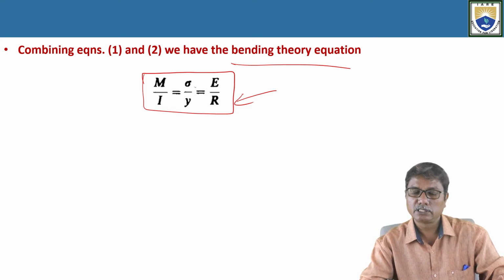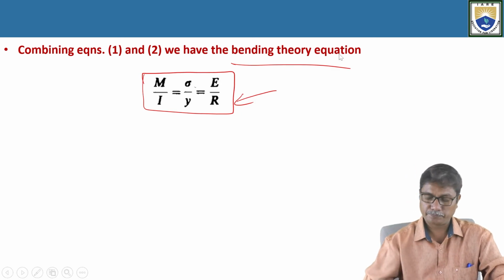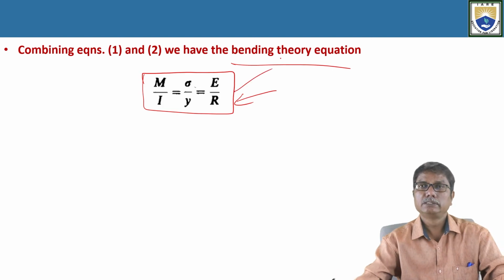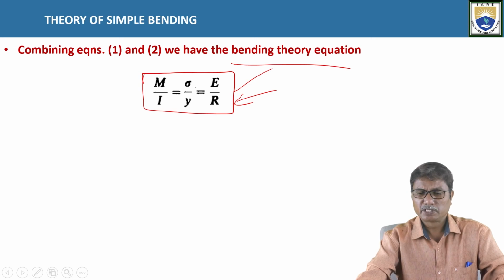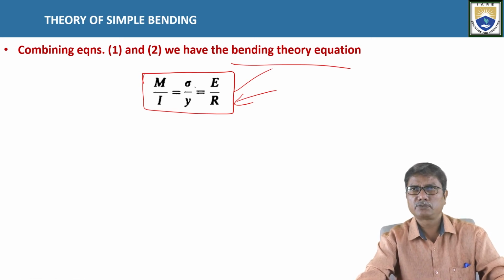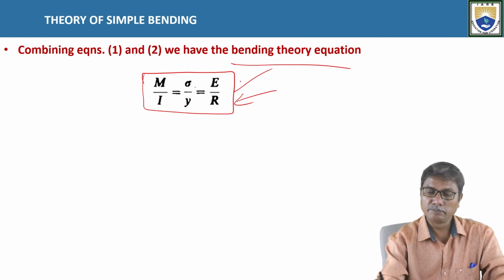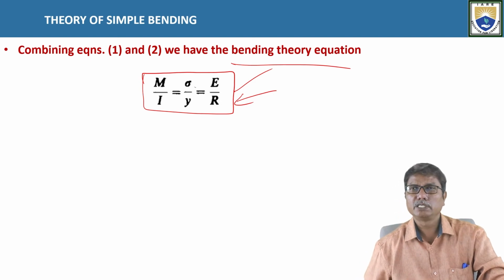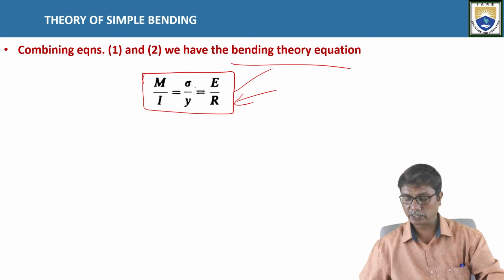This is derived for the case of simple bending or pure bending. This is very important in solving the problems related to beams subjected to various types of loading. This is called the bending equation: M by I is equal to sigma by y is equal to E by R.